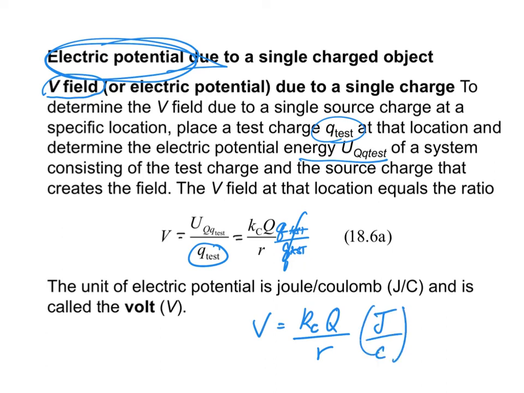That's going to be in units of joules per coulomb. And another name for that unit, joule per coulomb, is the volt. So when we talk about voltage, like the voltage between two terminals on a battery, what we're talking about is the electric potential difference between those two terminals on a battery. So that's where the unit of volt comes from.